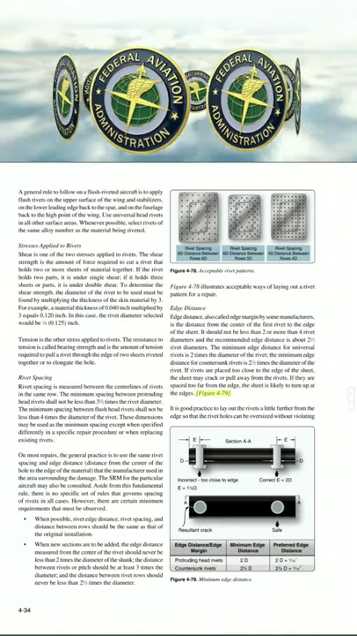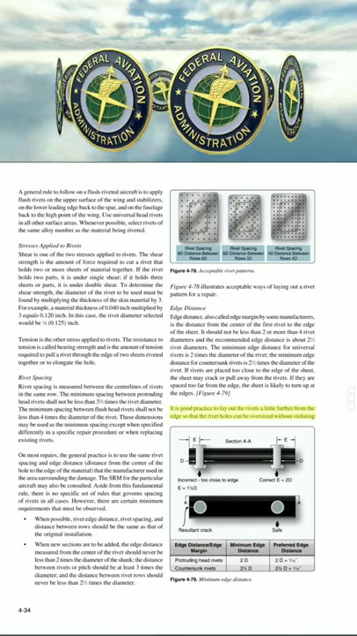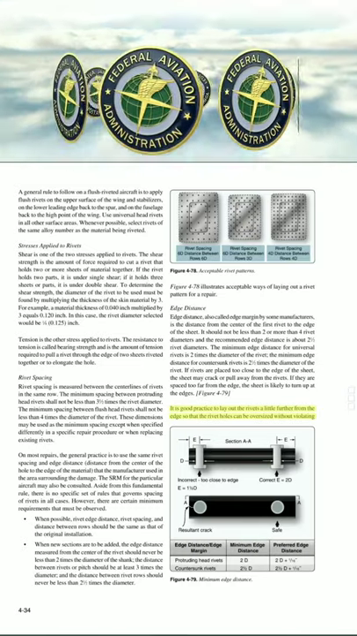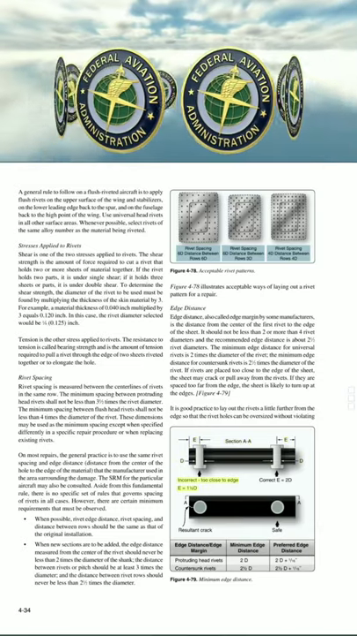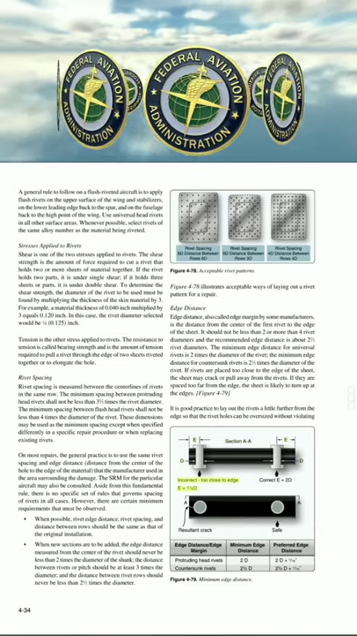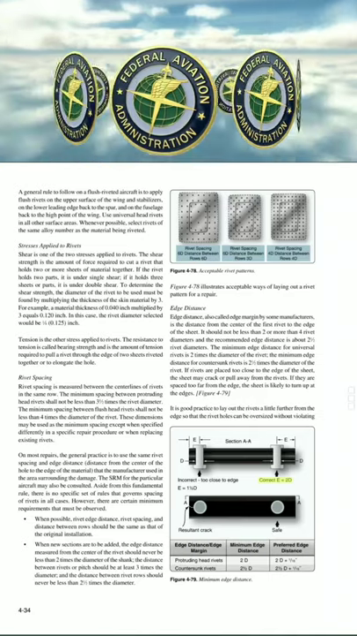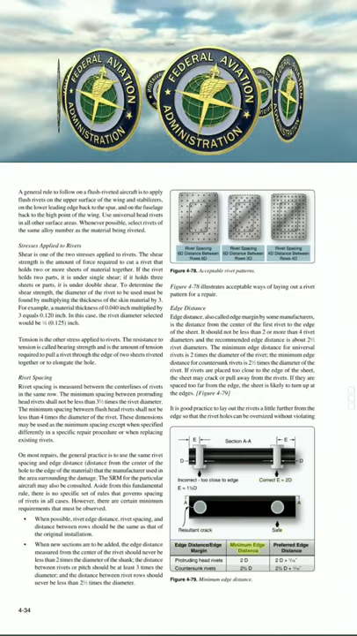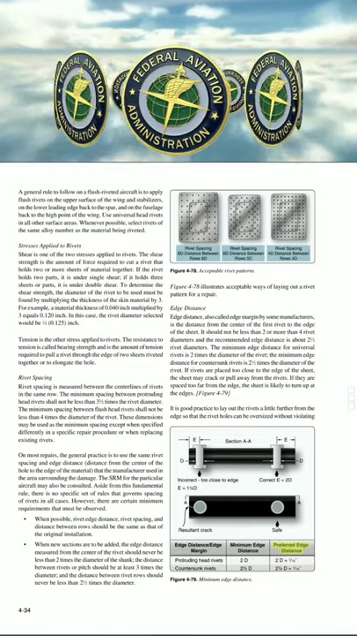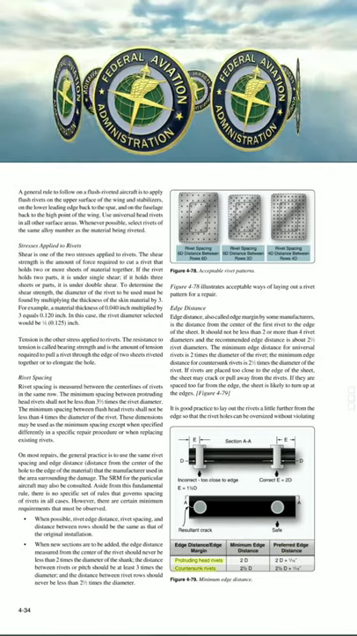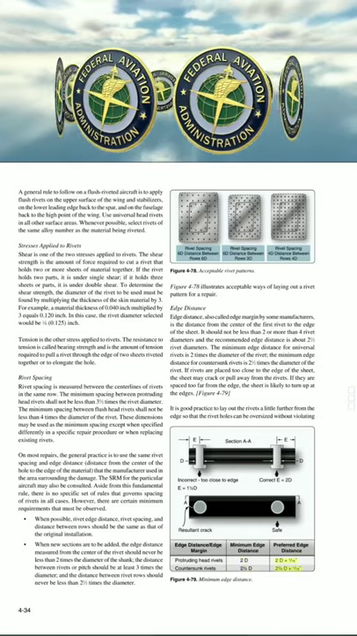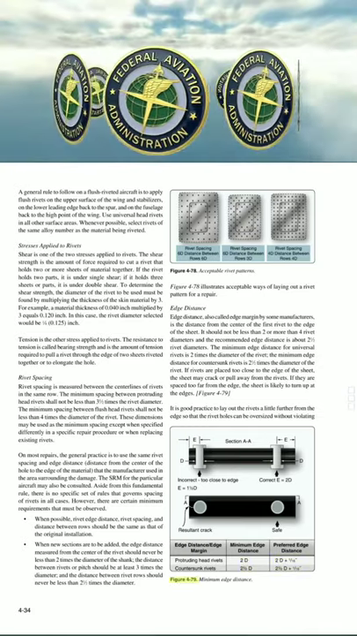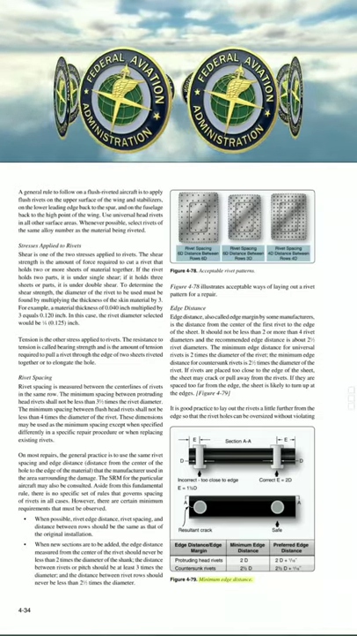Figure 4-79. It is good practice to lay out the rivets a little further from the edge so that the rivet holes can be oversized without violating the minimum. Section A-A. Incorrect, too close to edge, E equals 1.5D. Correct, E equals 2D. Resultant crack safe. Edge distance, edge margin. Minimum edge distance. Preferred edge distance. Protruding head rivets, countersunk rivets. 2D, 2.5D. 2D plus 1/16, 2.5D plus 1/16. Figure 4-79. Minimum edge distance.